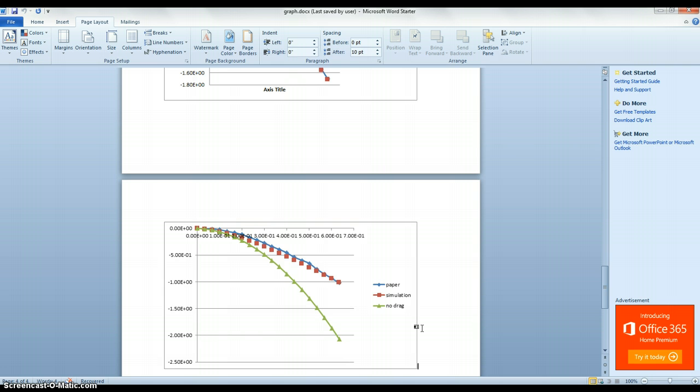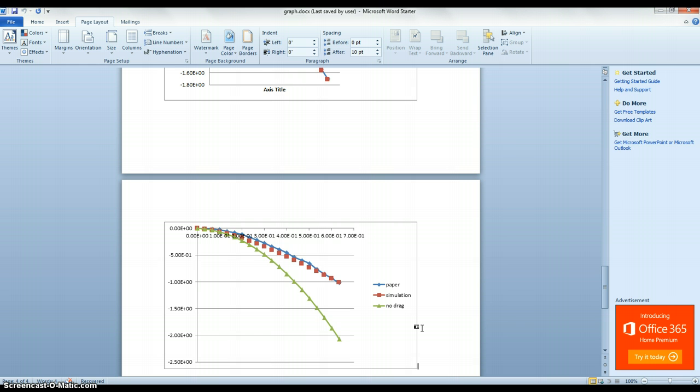Eventually, the magnitude of the drag will equal the magnitude of the force of gravity, in which the velocity will be constant because F net is equal to 0, since they cancel each other out in opposite directions. So if you let the simulation run for a long time, you'll get that the terminal velocity is about negative 2.289.